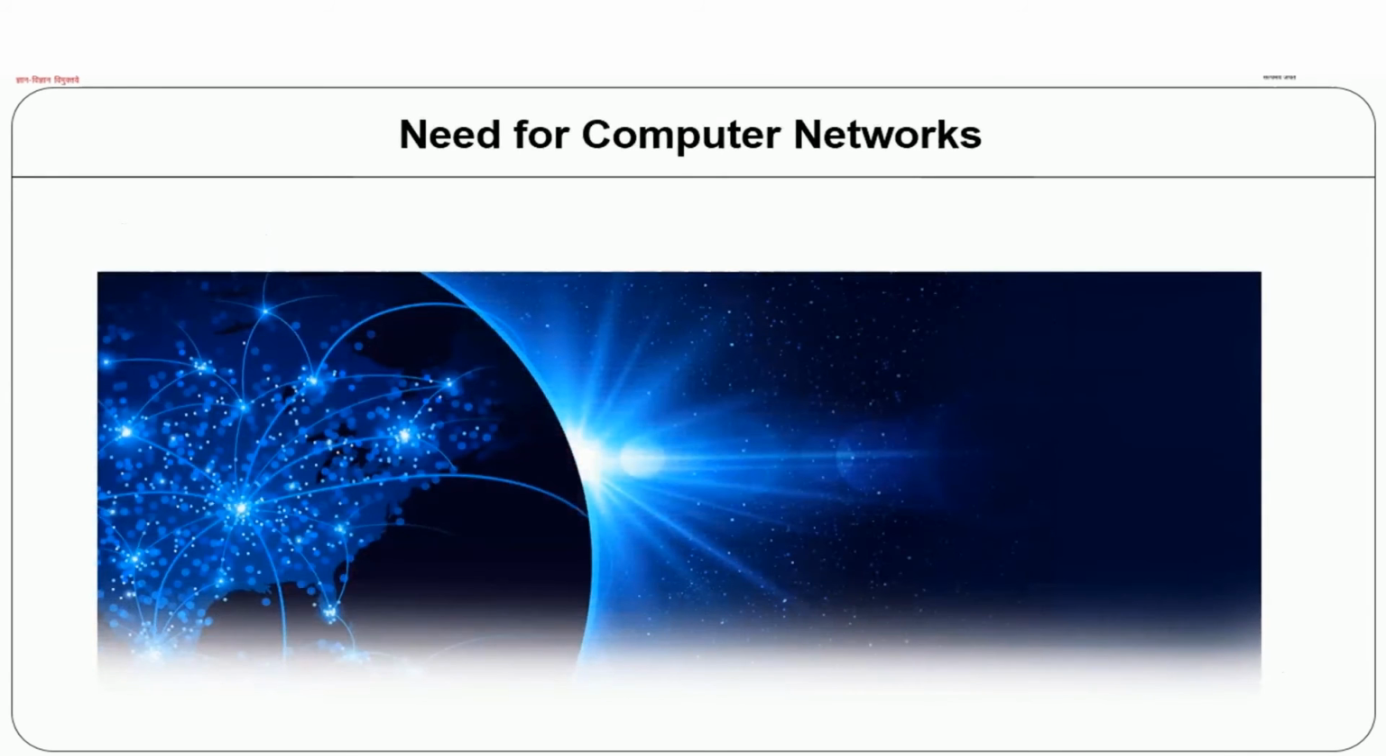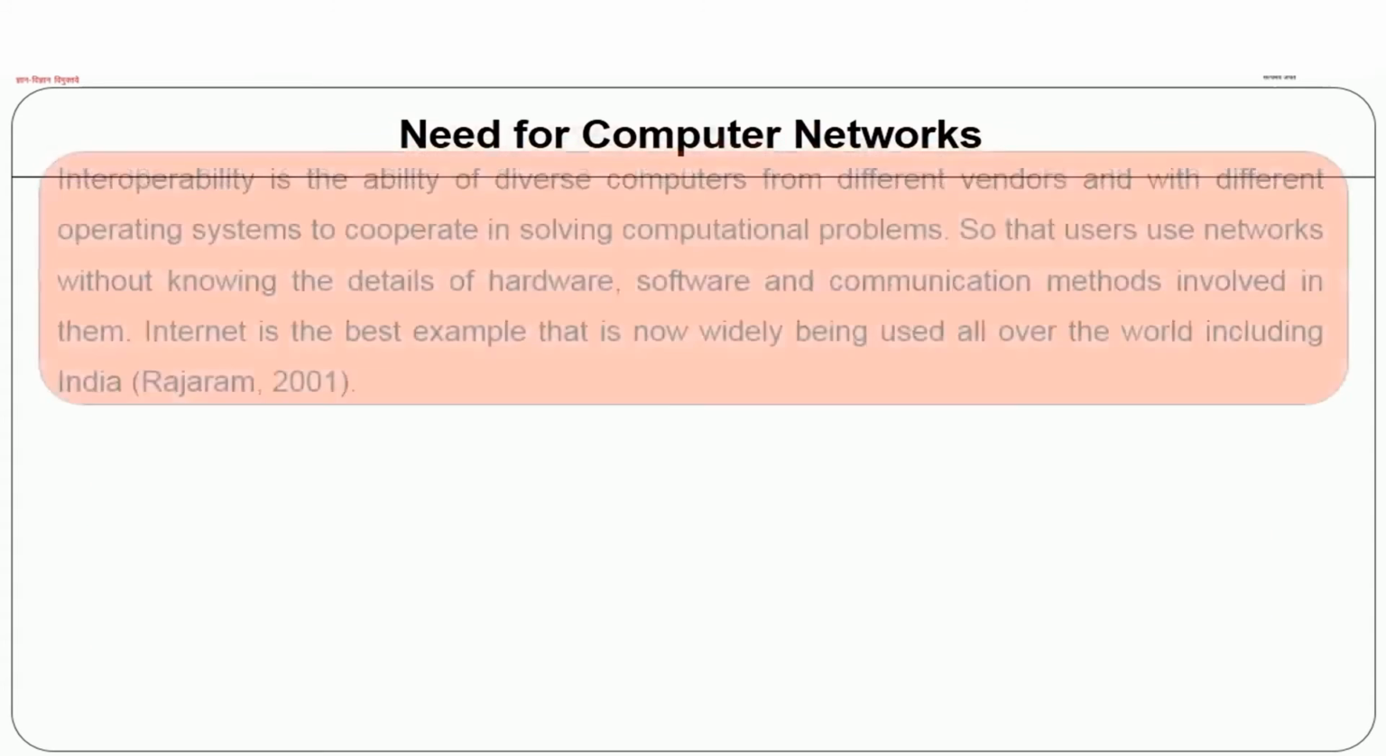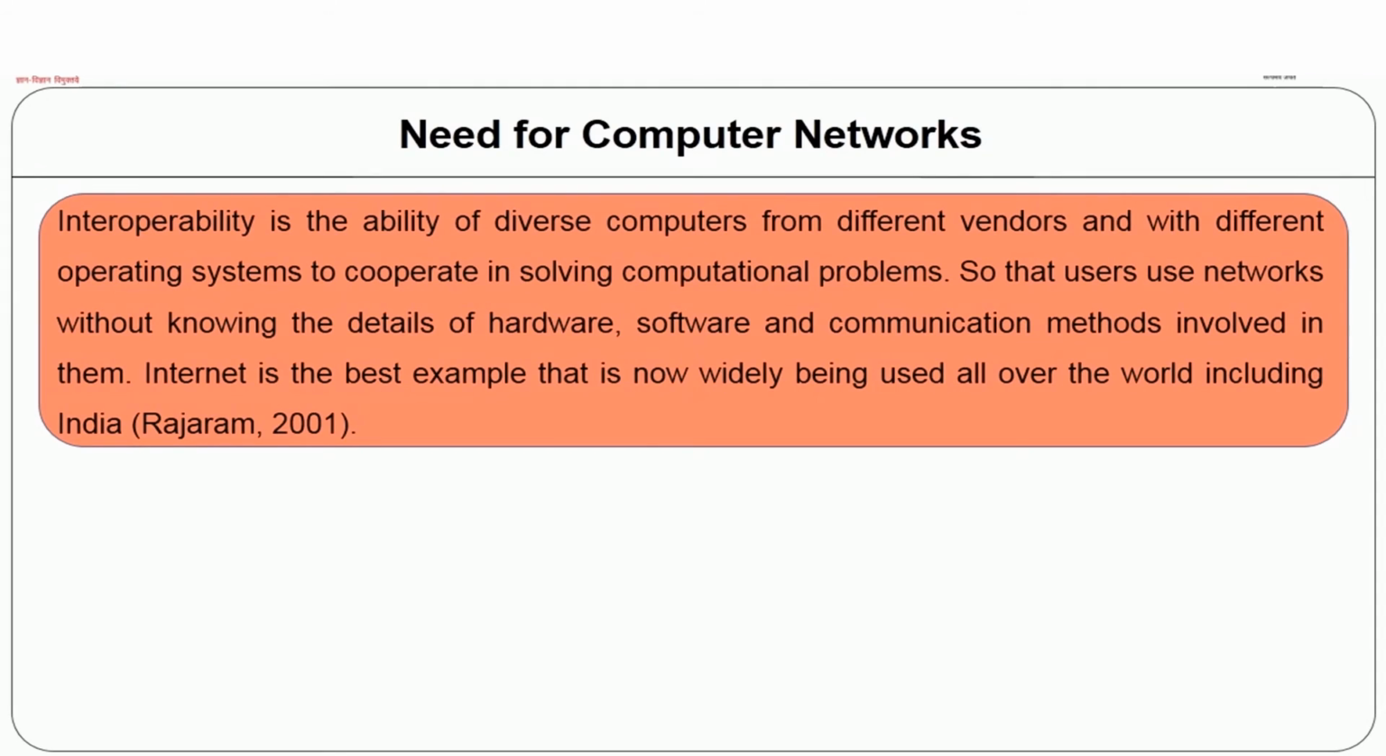So after looking into various kinds of topologies, let us see the need for computer networks. Various networks within a country can be interconnected, and country networks in turn can be connected to networks in other countries with interoperability. Interoperability is the ability of diverse computers from different vendors and with different operating systems to cooperate in solving computational problems. Internet is the best example that is now widely being used in our country.